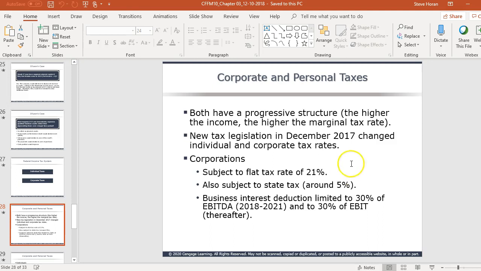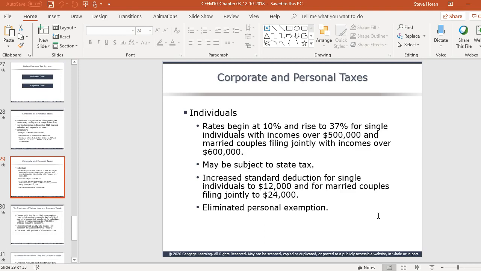And then business interest deduction limited to 30% of EBITDA. So the amount of interest that you can deduct has gone down a little bit too from the old tax law for corporations. Now for individuals, it was very significantly different. The old rates capped at about almost 40%, and now with the new law, the new highest rate's 37%.